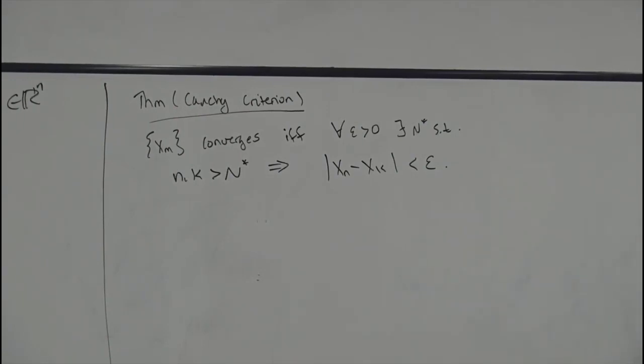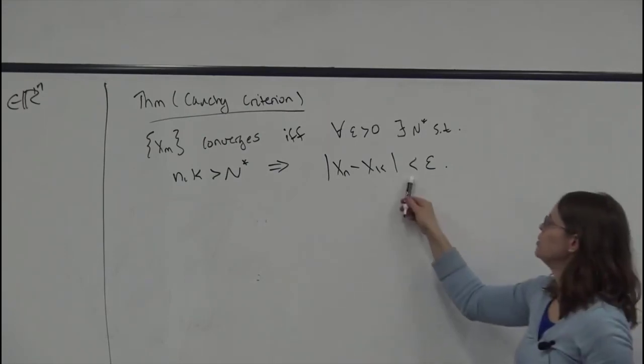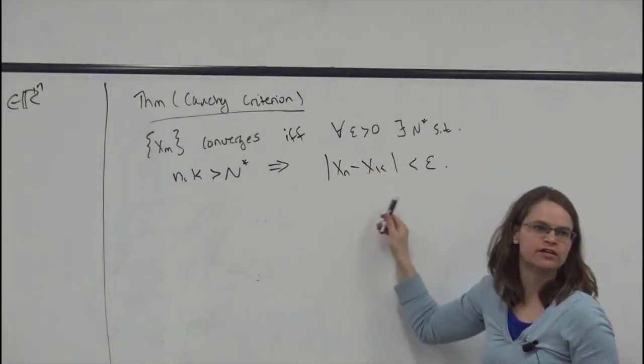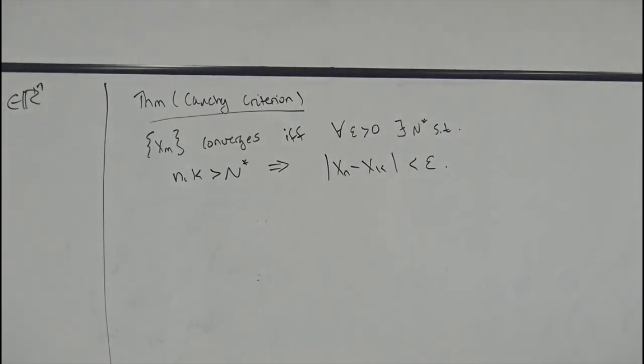Right, so this should look familiar. This is the same Cauchy criterion we had in 1D, except now this is a distance instead of just a scalar inside of here. So that's sequences. Now we're talking about compactness.